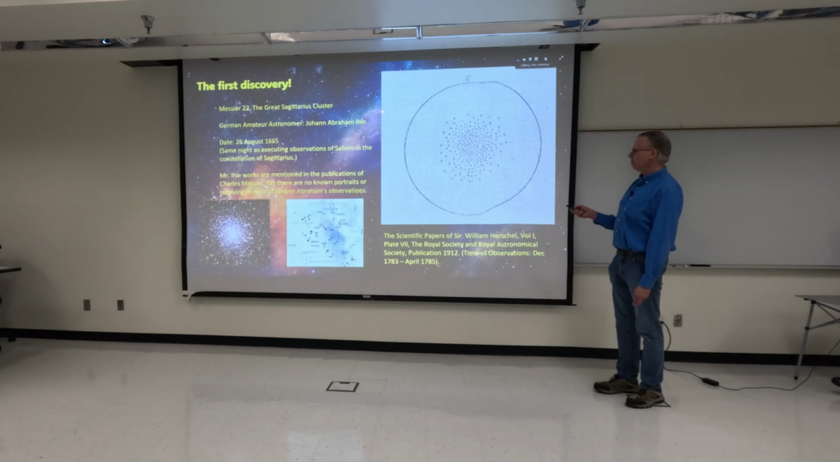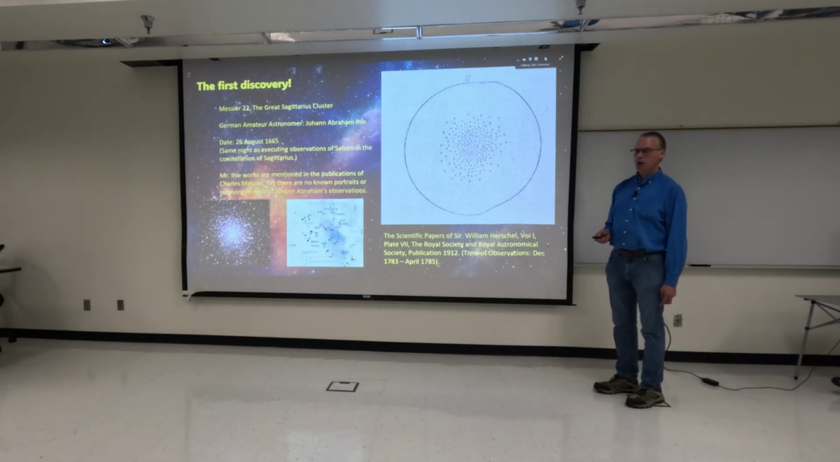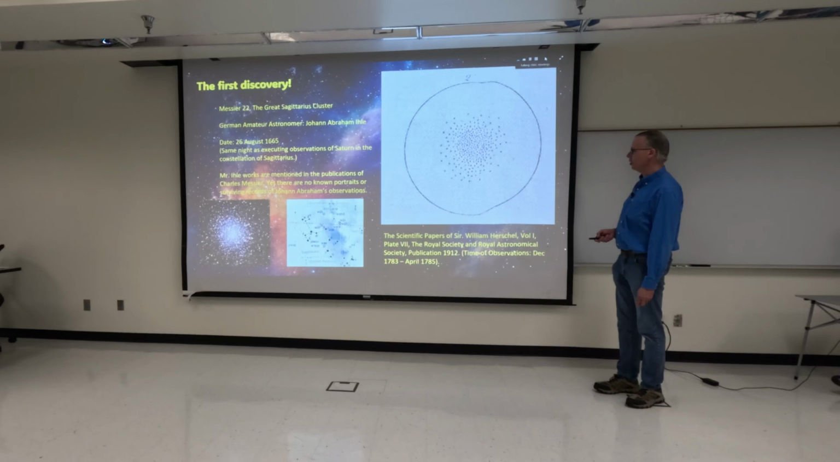Now, the first person we know about is Johann Abraham Ihle, a German astronomer who in 1665 made the first observations of coming across this object. This was actually the oldest object of all of the 110 objects in the Messier catalog. Unfortunately, we have no original portraits or any of his recorded observations. They are referred to secondarily in Charles Messier's recordings.